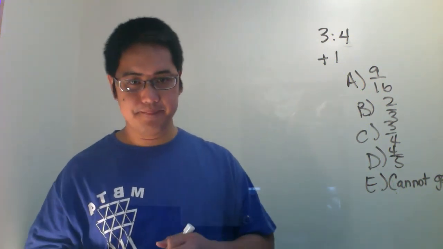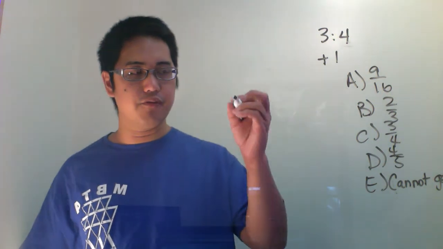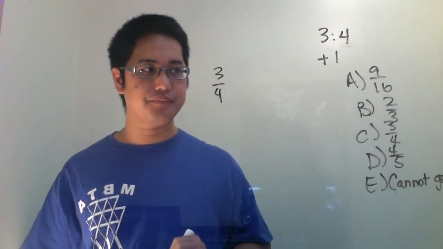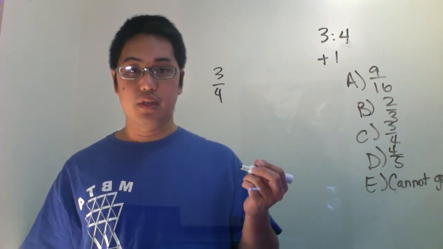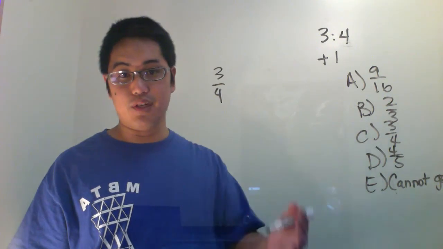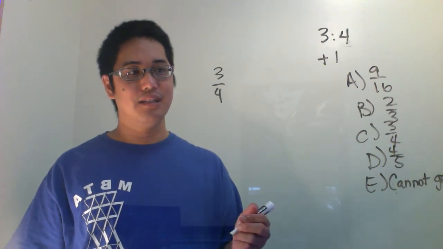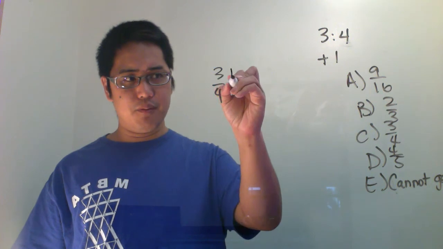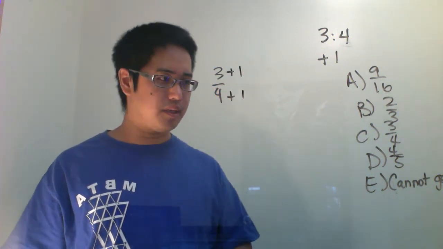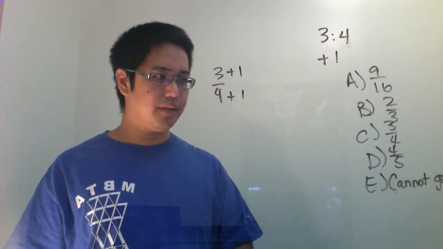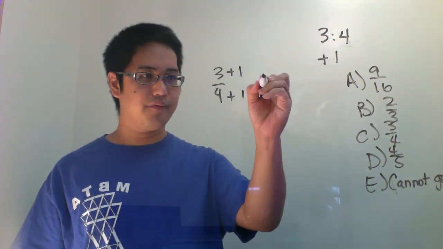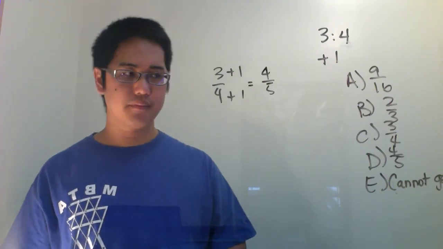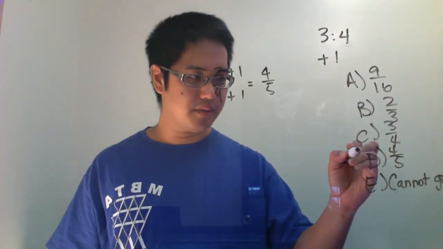Here's the trap. Most people would think, all right, 3 to 4. I told you that you can think of a ratio as a fraction, 3 to 4. Then I told you that in the previous problem we multiplied this ratio by 3 and we were fine. We also multiplied by 2 and we were fine. Most people would do this: plus 1, plus 1. That gives me 4 to 5. So this is what their answer would be.